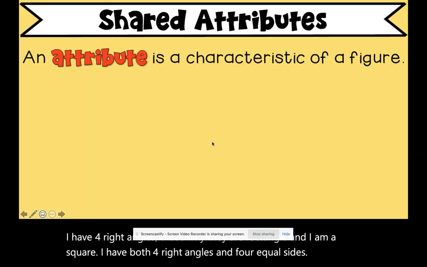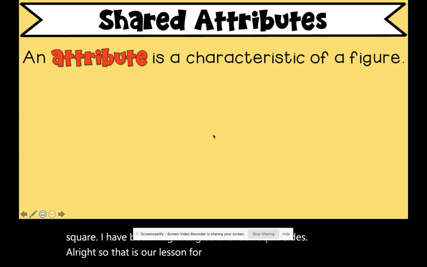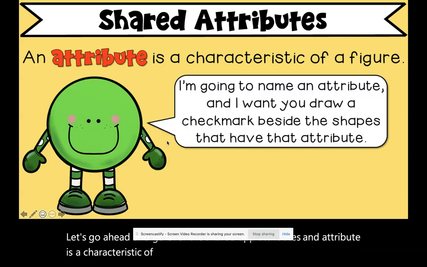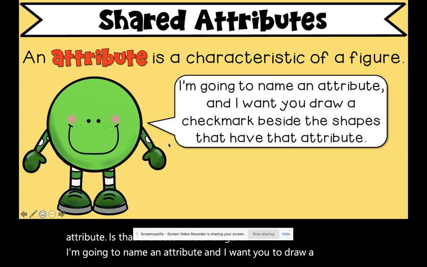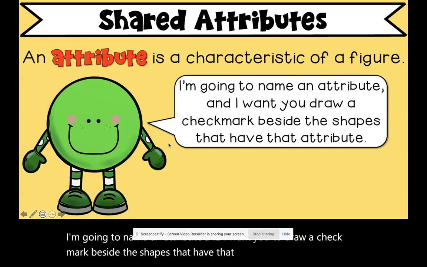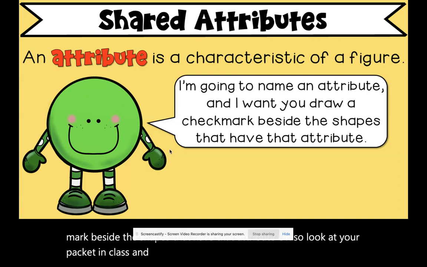All right, so that is our lesson for today, and we will continue with shared attributes. Actually, let's go ahead and go over the shared attributes. An attribute is a characteristic of a figure. I'm going to name an attribute, and I want you to draw a check mark beside the shapes that have that attribute, okay? So look at your packet in class, and then virtual, y'all can just listen.